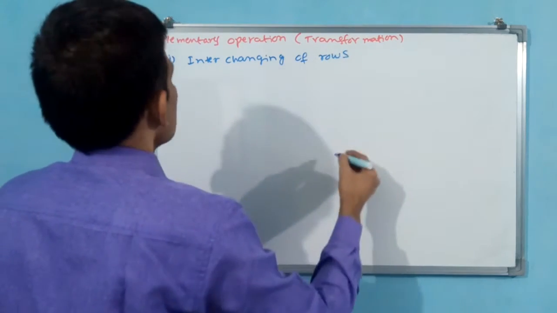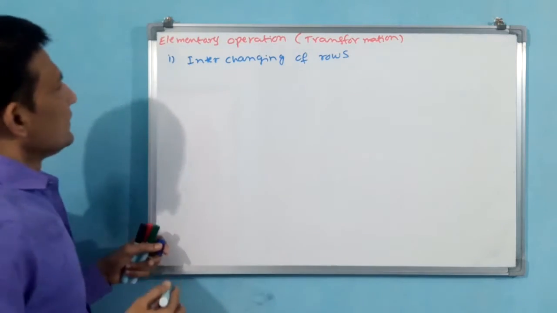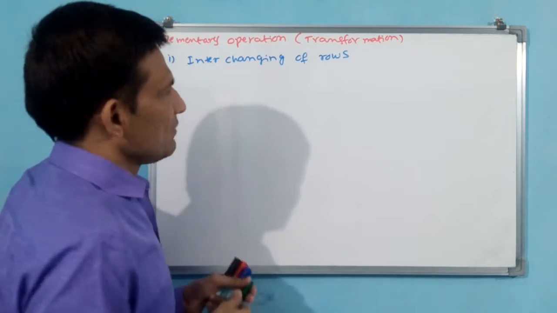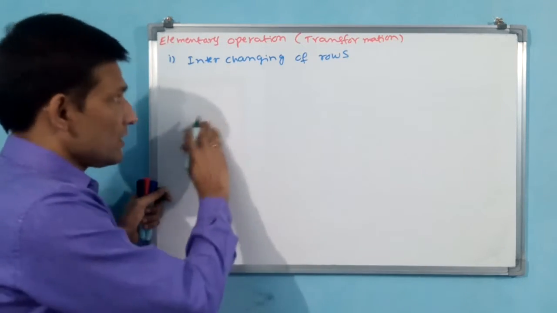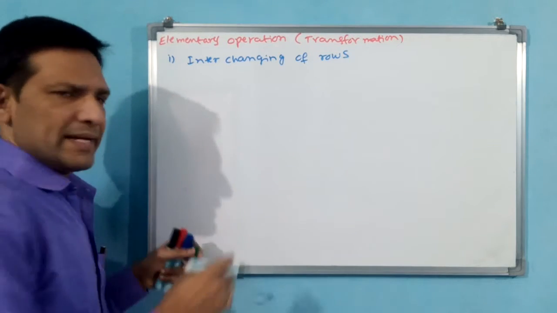Interchanging of rows. See, one matrix we are having like this. You see what I am writing, this matrix. Now we see all these examples. With examples I am telling. For these examples we will take a 3 by 3 matrix.